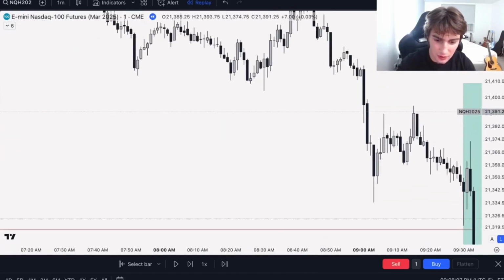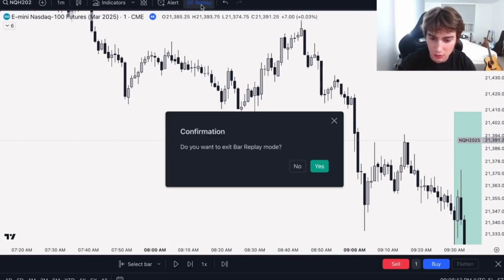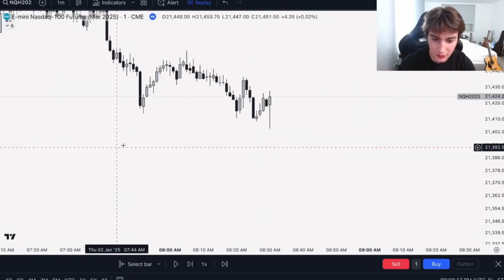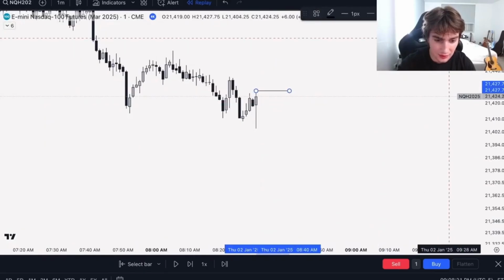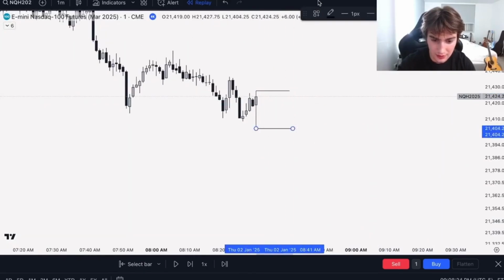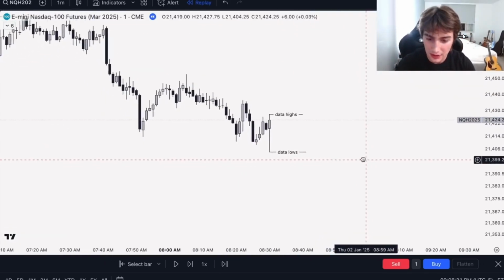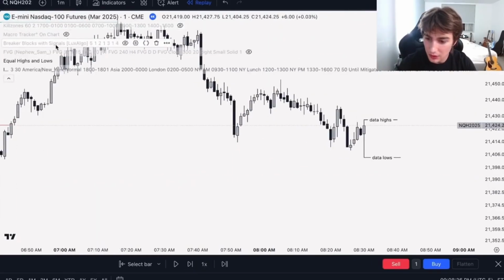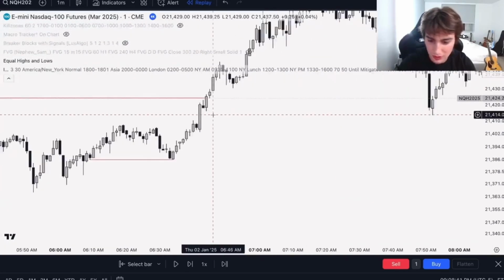Okay, so maybe it wasn't a red folder, but in theory, let's say this was that 8:30 news candle right here. It's as simple as identifying its high and its low as data highs, data lows. This is not a very strong news candle today, so nothing too crazy to mark out. And then regarding equal highs and equal lows, you can use an indicator of some sort, or you can just learn to identify them on your own.